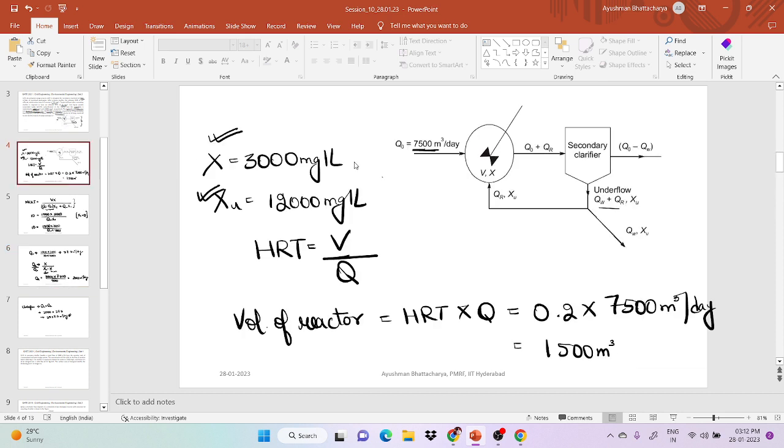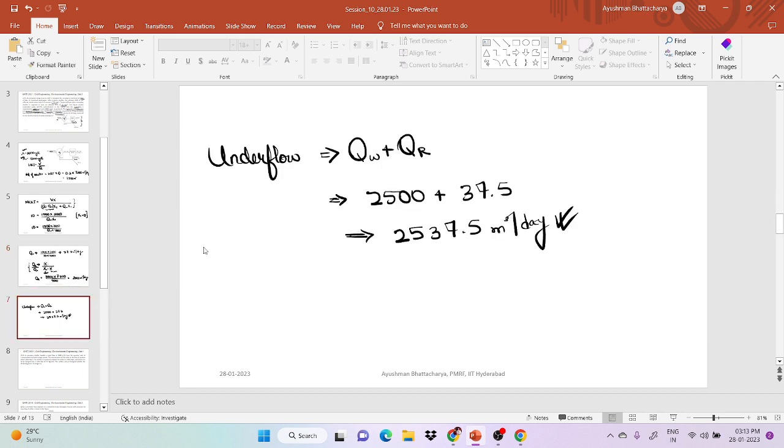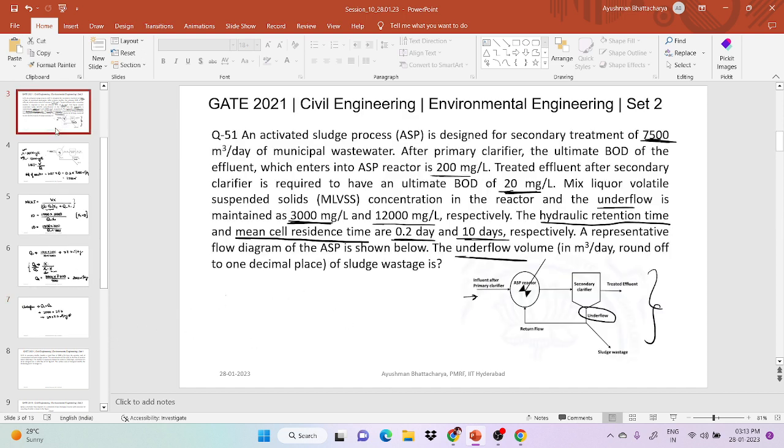But underflow basically means QW plus QR. So this is a very critical thing. You should know this: QW plus QR. Now for the recycling flow rate, we use this equation: QR by Q naught is equal to X upon XU minus X. X is the MLSS concentration in the reactor and XU is the MLSS concentration in the underflow. So then we calculate QR. So basically underflow becomes QW plus QR, which came out to be 2537.5 meter cube per day. Okay. So this was the concept behind this question.